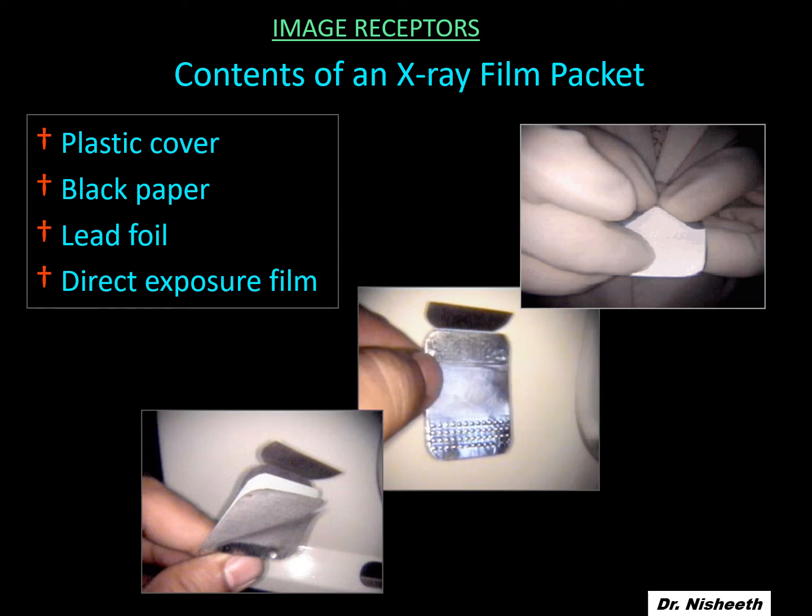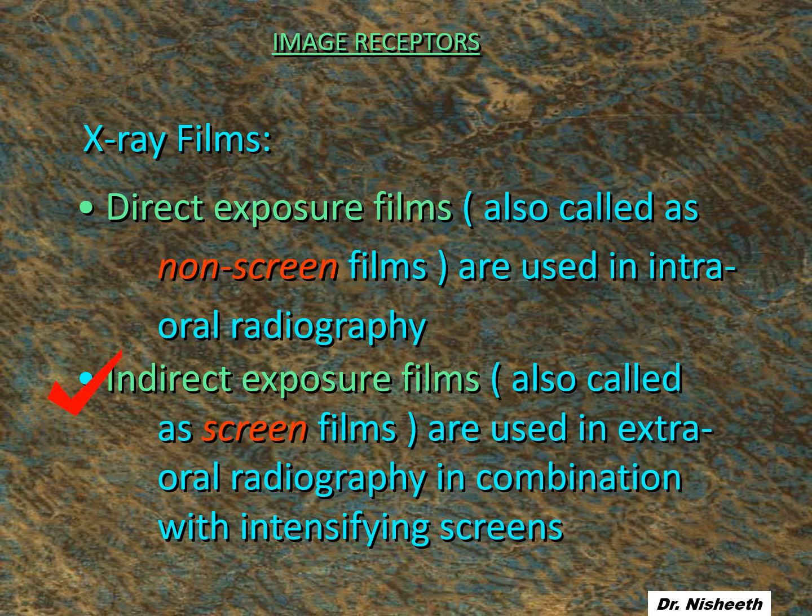Okay, and then there is a film inside it which records the image pattern, the latent image. This is the main thing; all the remaining are accessories. The black paper is kept to protect the film from exposure to light. Okay, now we'll come to indirect exposure films, which are also called screen films. So till now everything is clear.